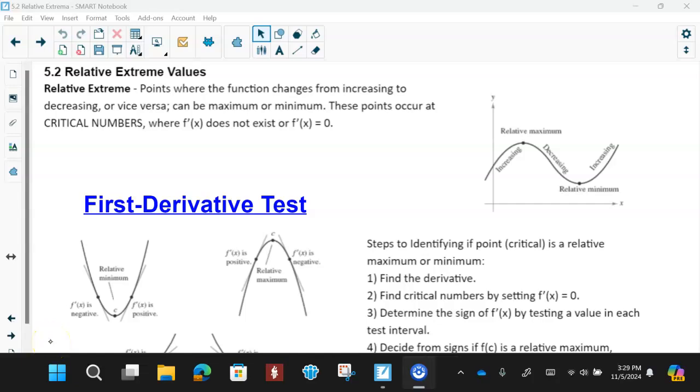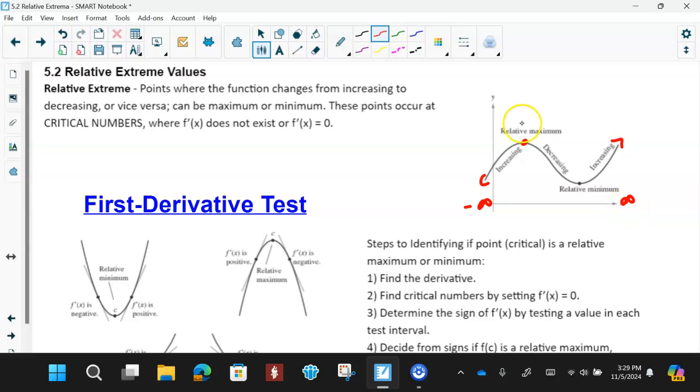In this lesson, we are going over relative extreme values. So basically, looking at this graph here, this is our relative maximum. We're still focusing on negative infinity to positive infinity when we're testing for our intervals. Notice again, we're increasing, we're decreasing. Here's our relative minimum point here, right?